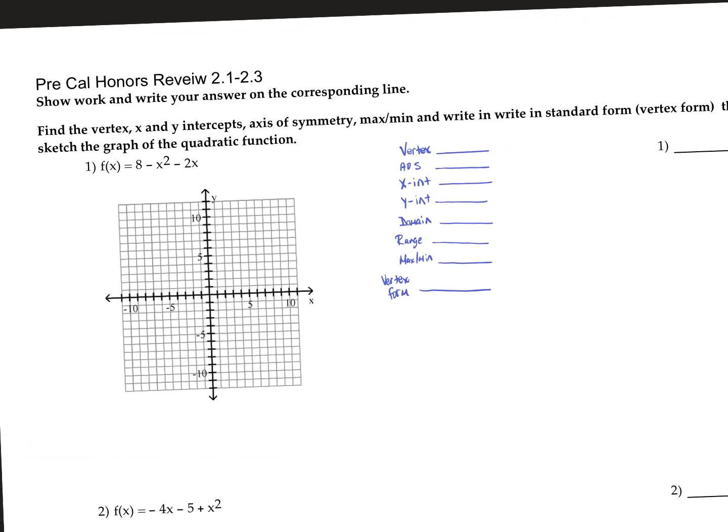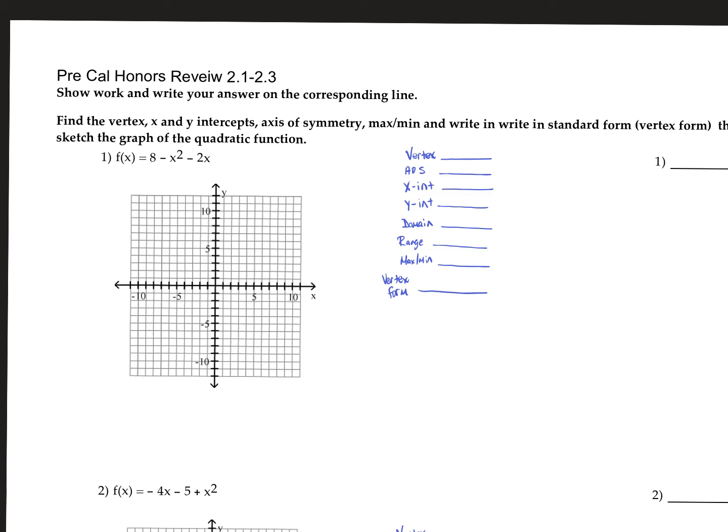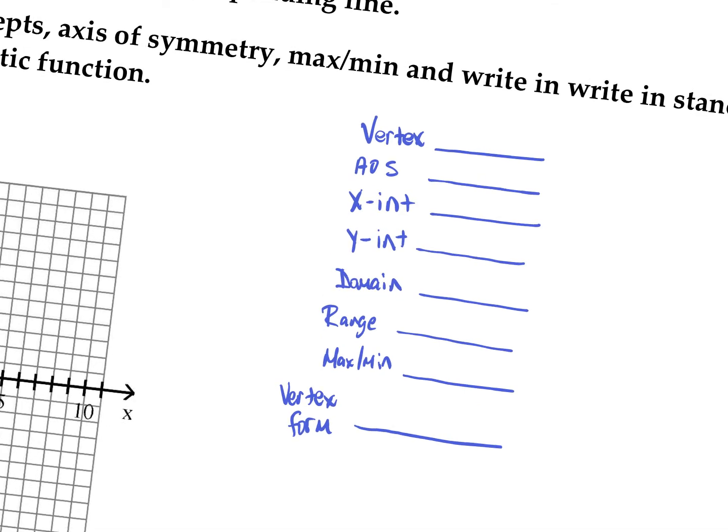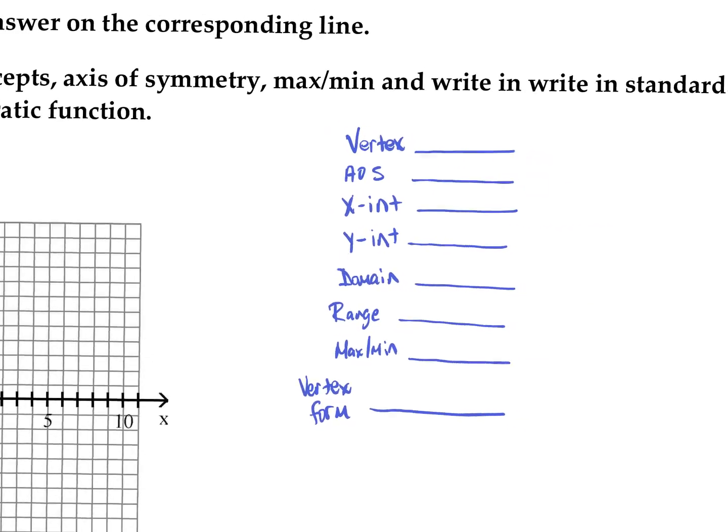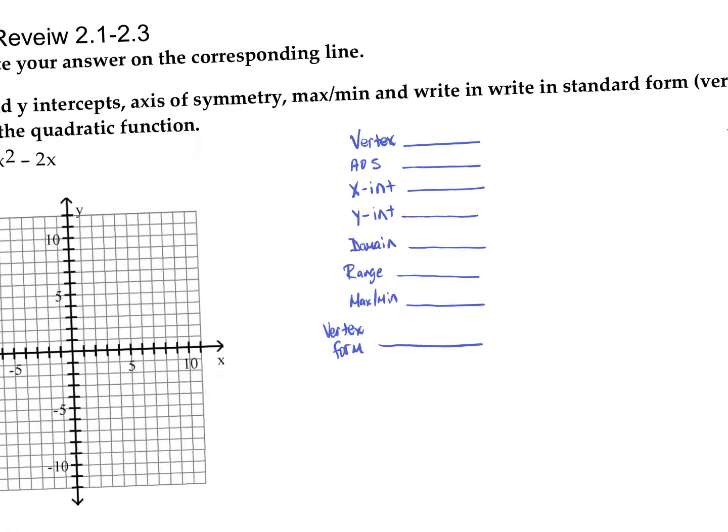2.1 to 2.3. Every single version will have a question like this first one. You will not have to graph this first one, but you are going to have to find all of the stuff: vertex, axis of symmetry, x-intercepts, y-intercepts, all that stuff. So we're going to run through this one quickly.